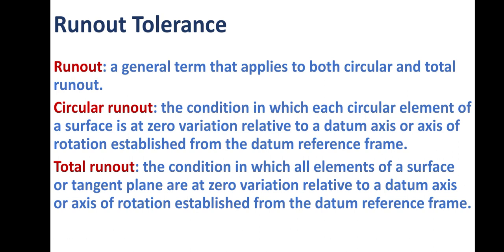What is total runout? The condition in which all elements of a surface are tangent plane or at zero variation relative to a datum axis or axis of rotation established from the datum reference frame. Here all elements of a surface are tangent plane. Each circular element is circular runout.